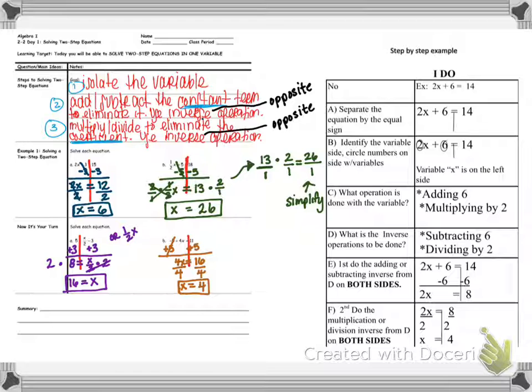That in a nutshell is solving two-step equations. The more that you practice doing it, the better that you'll be. The key word is just to do the opposite of what is presented.